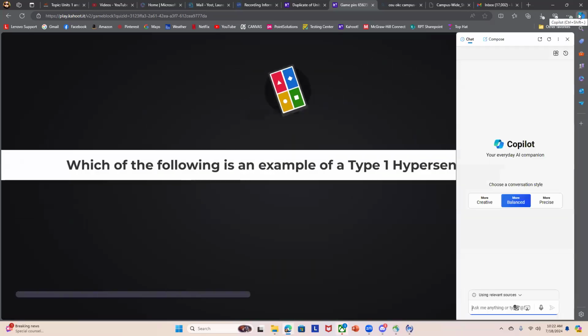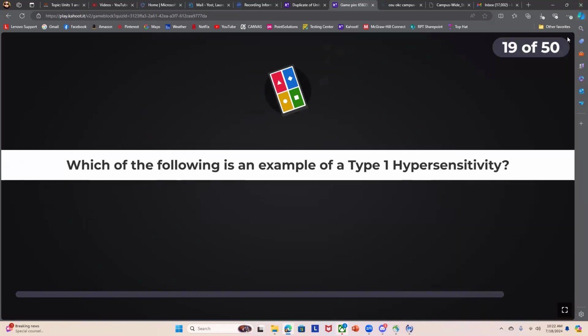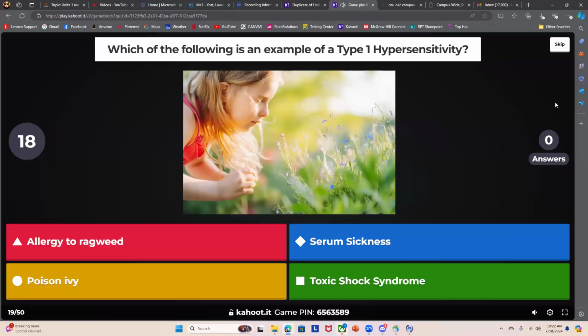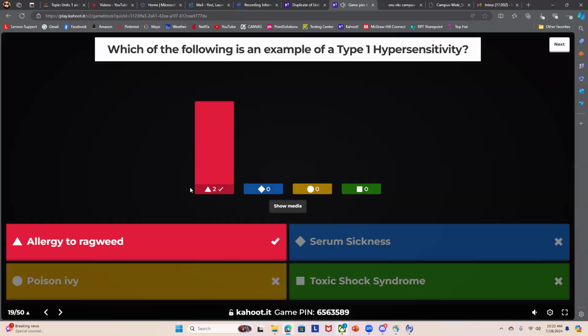All right, which of the following is an example of a type 1 hypersensitivity? I spend way more time on my work computer than I do on my home computer, so I get confused on how to even use it.